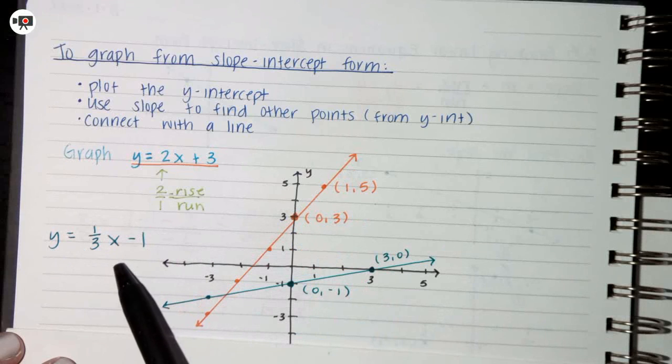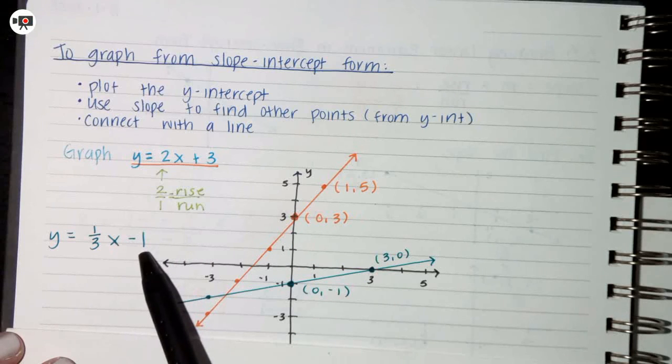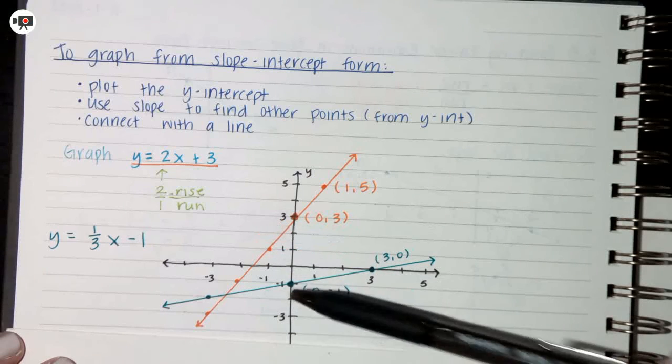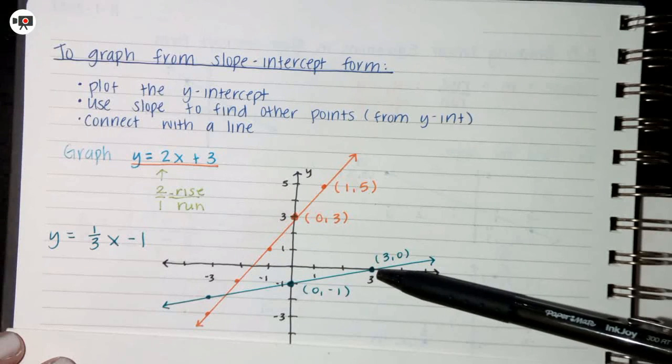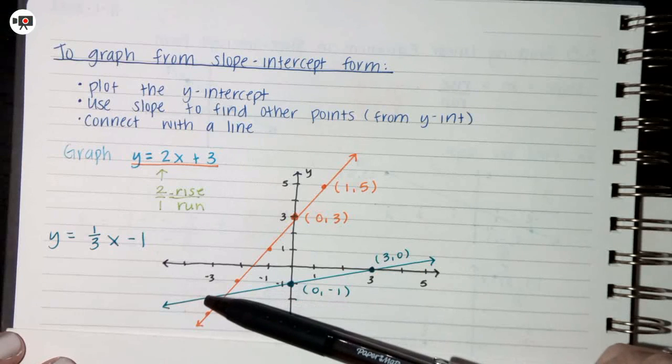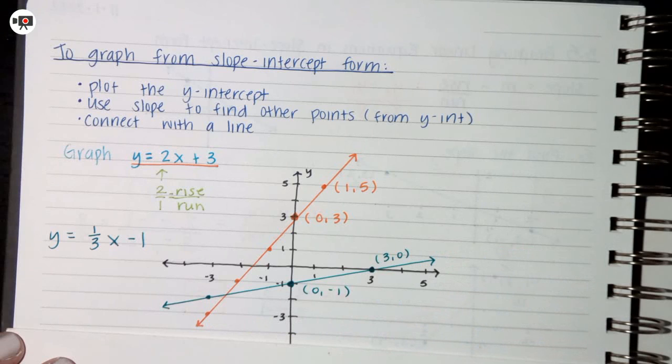Here's a second equation to show. The y-intercept is negative 1. So it crosses here at negative 1, and my slope is 1/3. So that means I go up 1 to the right 3, up 1 to the right 3, or down 1 to the left 3, and then connect with a line.